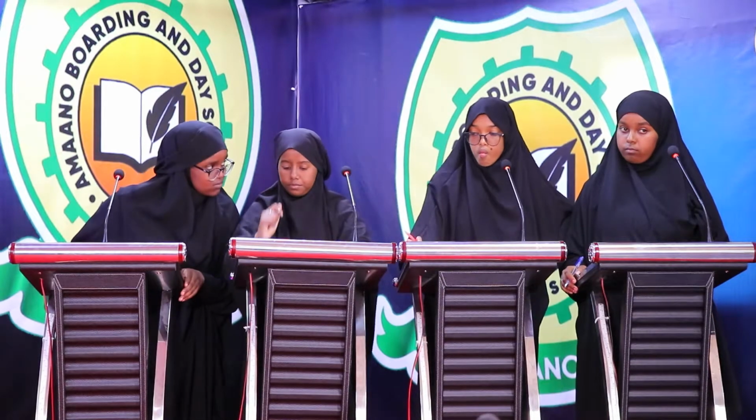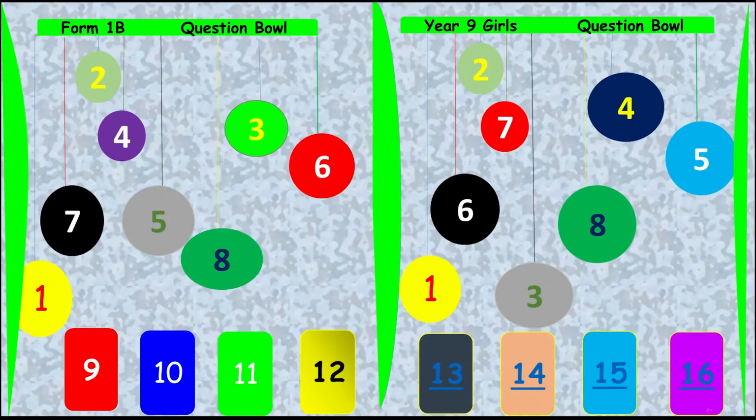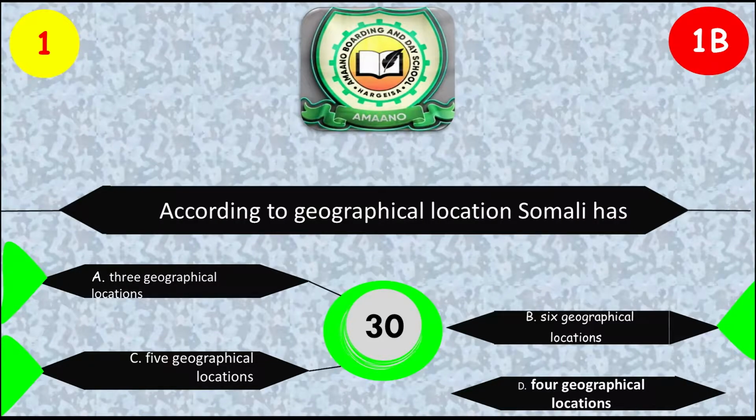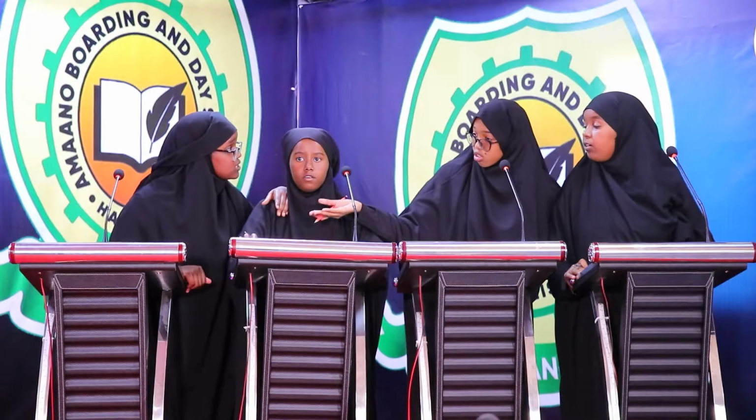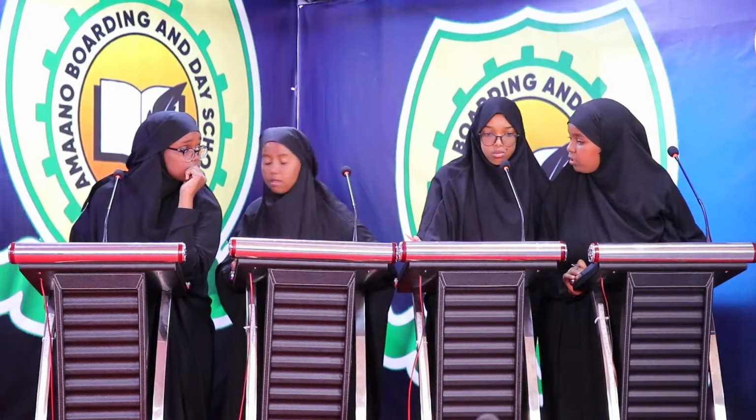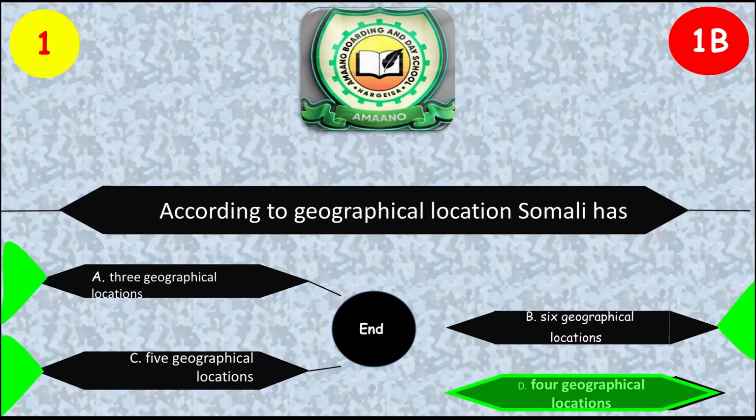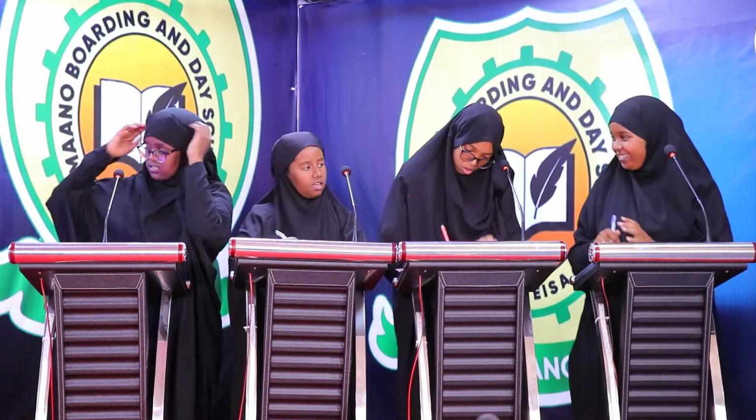1B? Yes. Number one. According to geographical location, Somalia has 3 geographical locations, 5 geographical locations, 6 geographical locations, 4 geographical locations. Yes. D. Okay, good time.